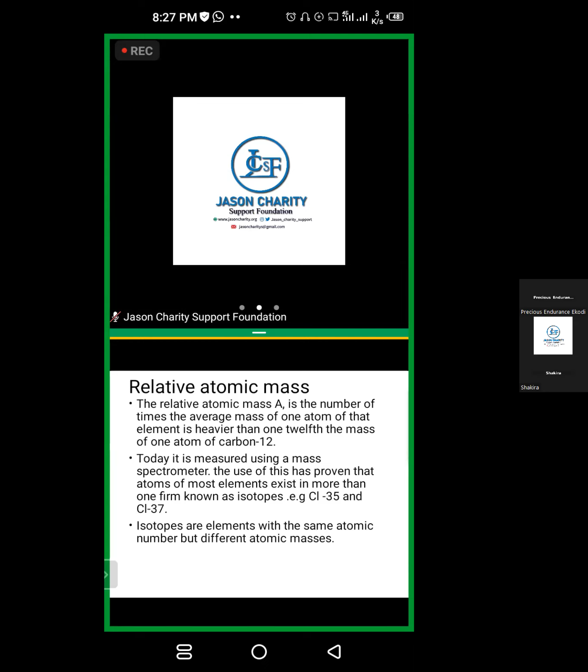Remember, the atomic mass of an element is the number of times the average mass of one atom of that element is heavier than 1/12 of the mass of one atom of carbon-12. Now, as we said about isotopes, they are elements which have the same atomic number but different mass number, and we've mentioned a couple of examples.